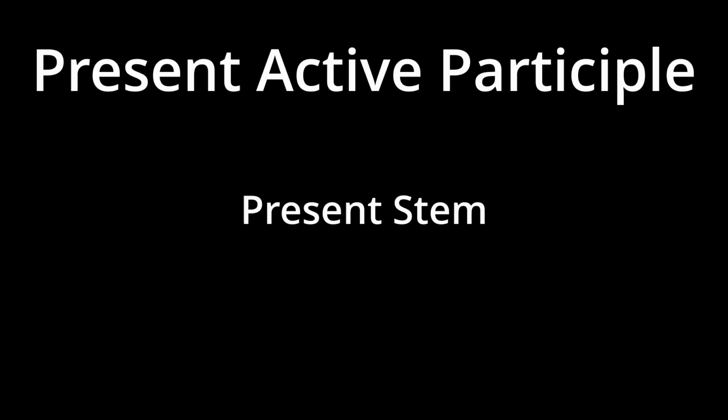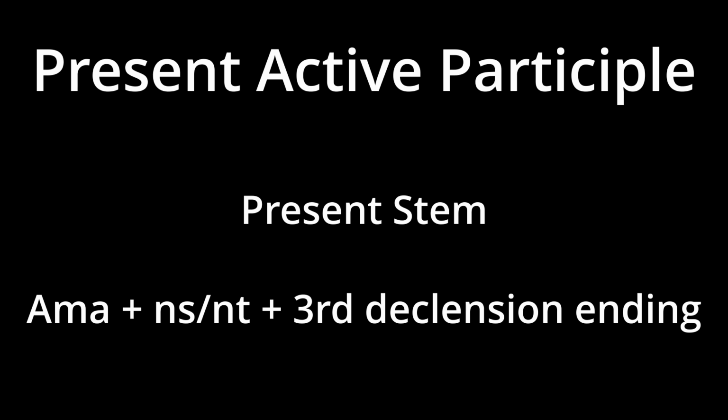First, we have the present active participle. You form these by taking the present stem, basically the infinitive minus re, and adding an s or nt, and then the appropriate third declension ending. These are the only participles that decline with the third declension. The rest decline like other adjectives with the first or second declension endings depending on the corresponding noun's gender. You can recognize these participles by looking for either an s in the nominative or nt in the other cases.